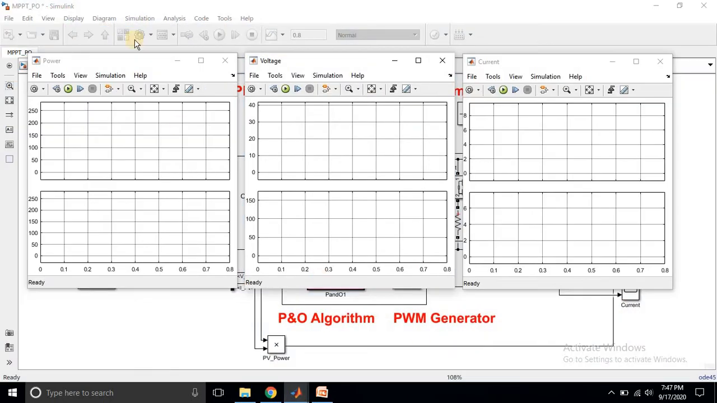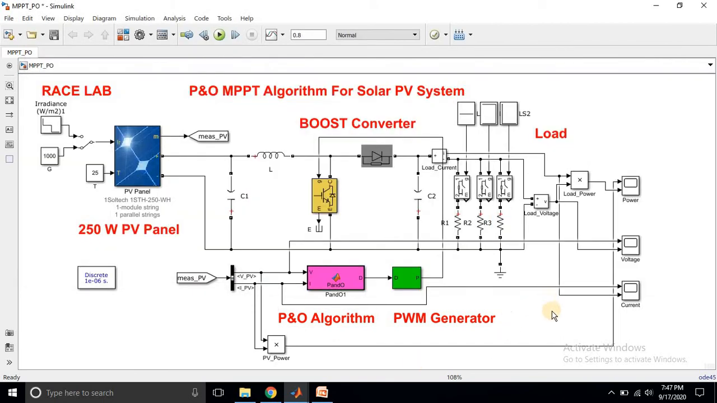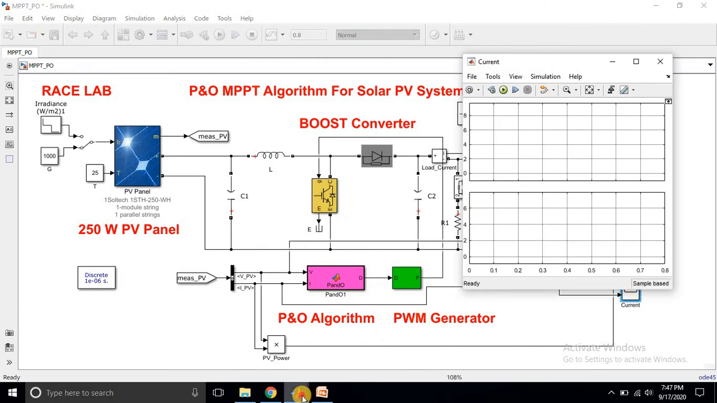Next I am going to simulate that model, okay. So you can see that this is power. Here we are going to discuss 3 parameters: power, voltage and current, okay. The power of the PV panel and the power of the converter or load power. Next you have to discuss the voltage of the PV panel and load voltage, and the current of the PV panel and load current, okay. So you have to discuss these 3 parameters.